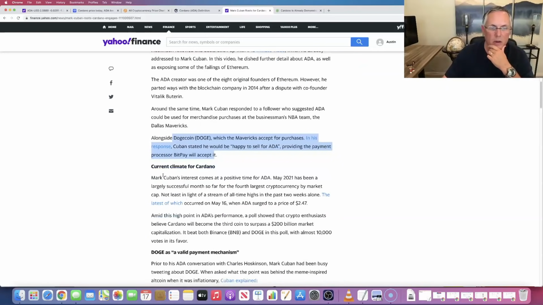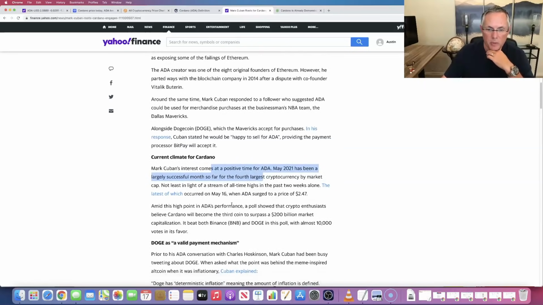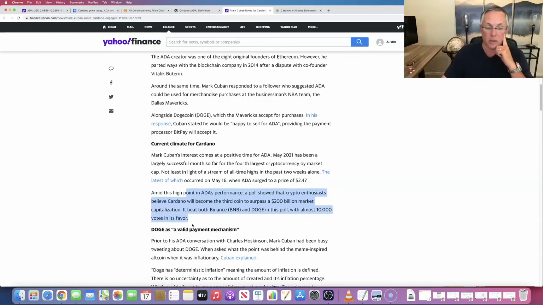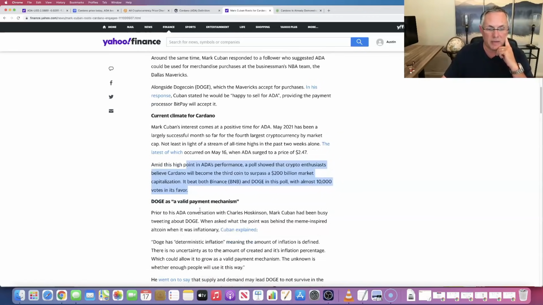Now, the current climate for Cardano. Cuban's interest comes at a positive time for ADA. May 21 has been a largely successful month so far. Okay, they're now moving to the 4th largest crypto. We know that. Amid this high point, a poll showed that crypto enthusiasts believe Cardano will become the 3rd coin to surpass a $200 billion market cap. It beat both Binance and Doge in this poll with almost 10,000 votes in favor. Wow, that's pretty cool. Doge as a valid payment mechanism.